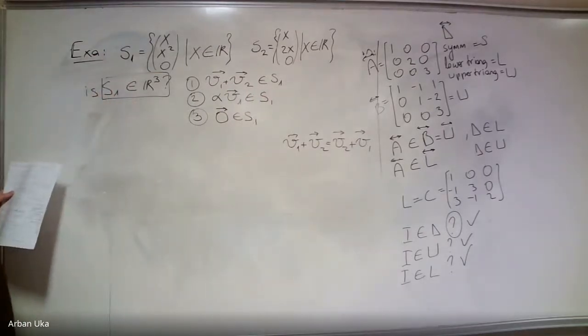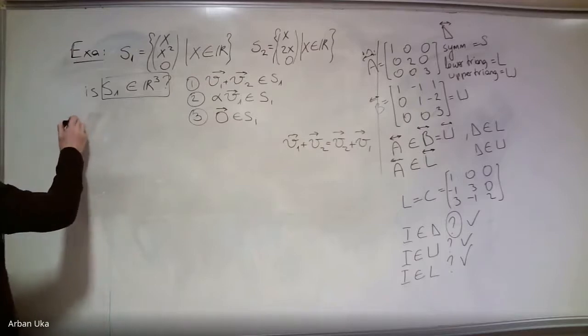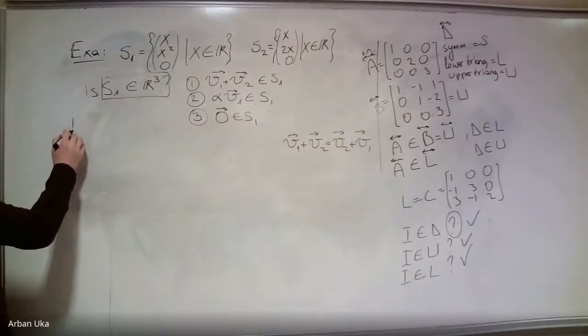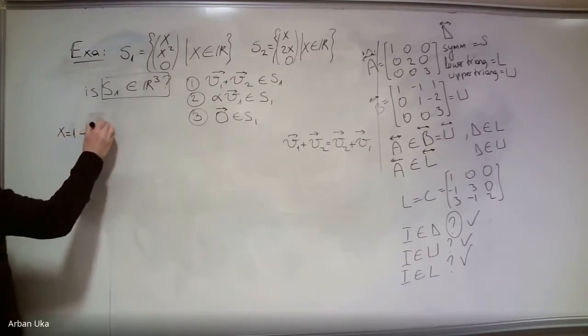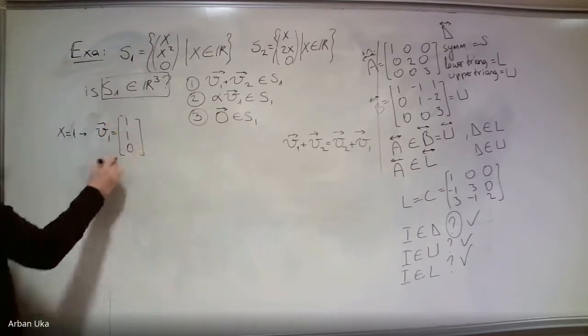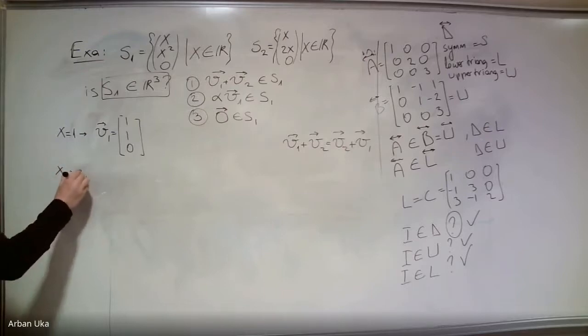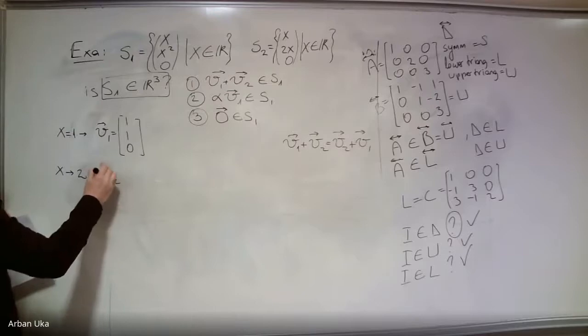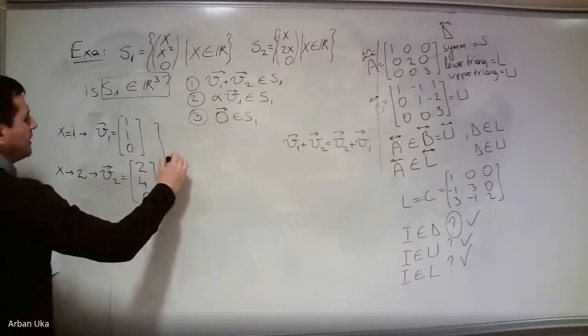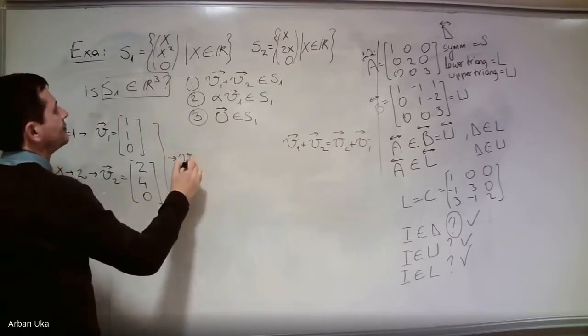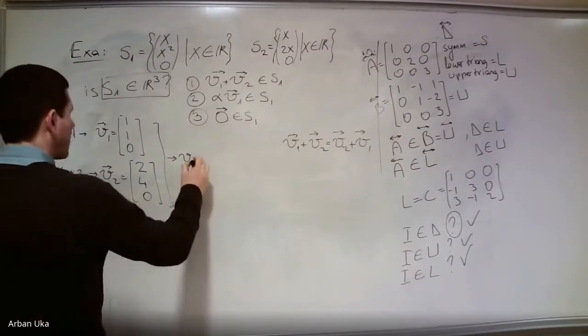So in this case, how can we do the analysis? For a moment, let's assume that we have three numbers, where x is equal to 1. The vector v1 would be equal to what? 1, 1, 0, right? And then for the other value, let's assume x is equal to 2. What is vector v2? 2, 4, 0, okay? And then what is v1 plus v2? 3, 5, 0, which is not part of S1 because 5 is not the square of 3.